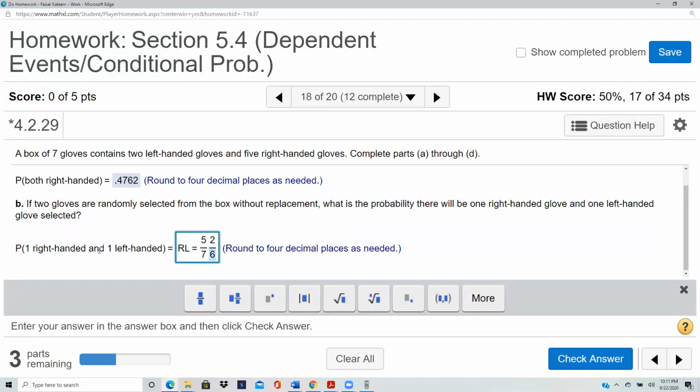The one right-handed and one left-handed can also occur through L and R. So this is one way, R and L. We could also have L and R, and that would be the same thing. So if you just multiply this by 2, you get one right-handed and one left-handed, because it will be just this thing added to itself again. So that's like multiplying it by 2. 5 times 2 is 10, times 2 is 20 over 42. So it's actually the same as before, also 20 over 42, or 0.4762.